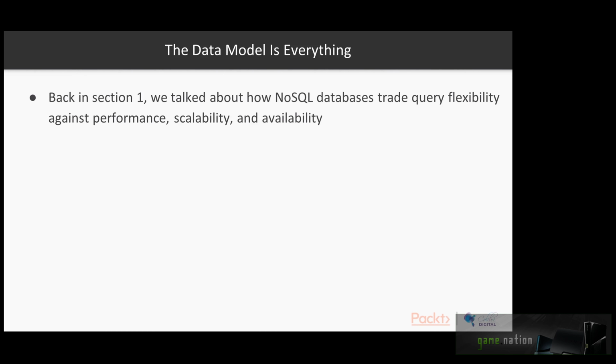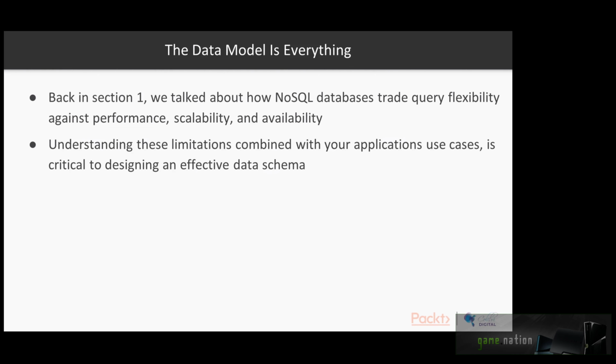Now remember back in section 1 we talked about how NoSQL databases trade query flexibility against performance, scalability and high availability. Understanding these limitations combined with your application's use case is absolutely critical to designing an effective data schema. Failure to do so can result in really high usage costs and poor performance.